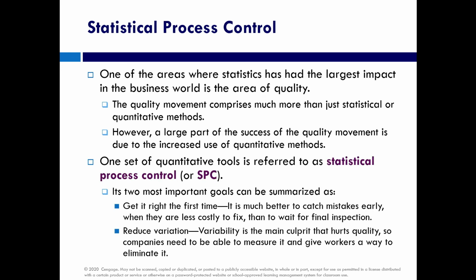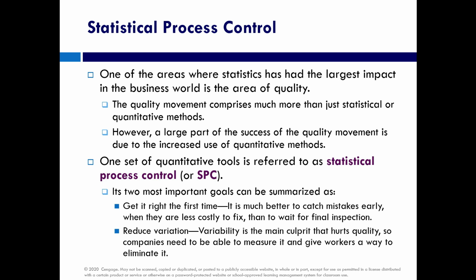Statistical process control. One of the areas where statistics has the largest impact in the business world is in the area of quality. The quality movement comprises much more than just statistical quantitative methods. However, a large part of the success of the quality movement is due to the increase in quantitative methods. One set of quantitative methods is statistical process control, or SPC.